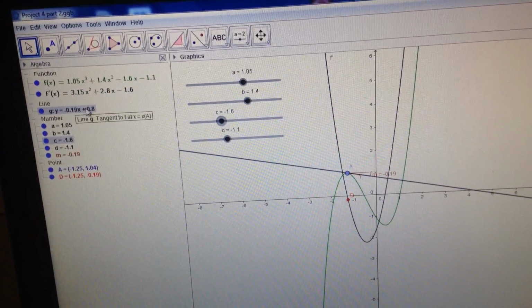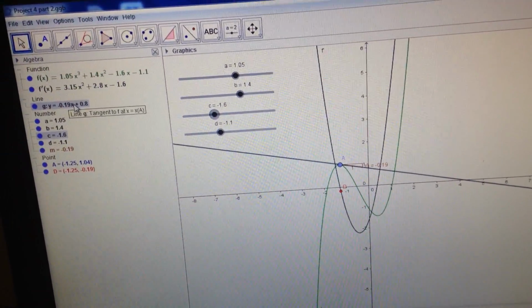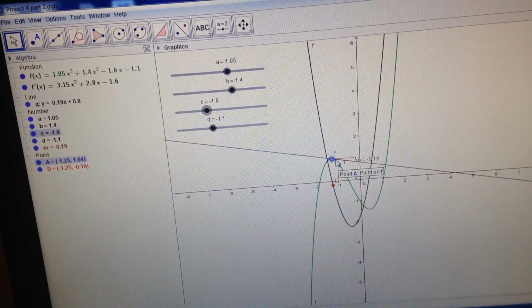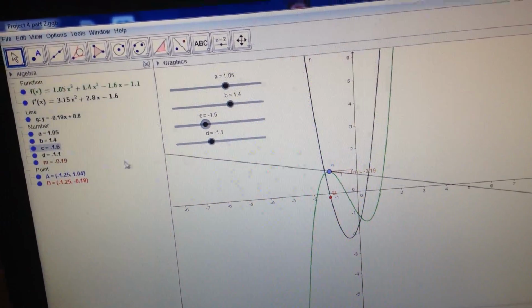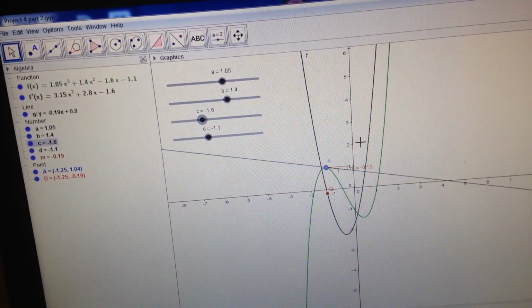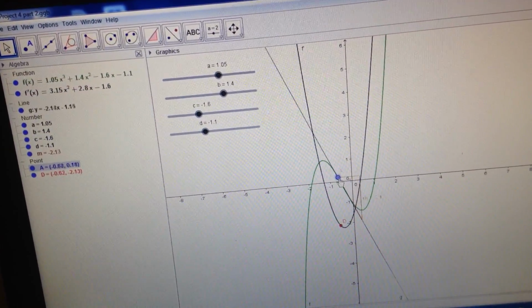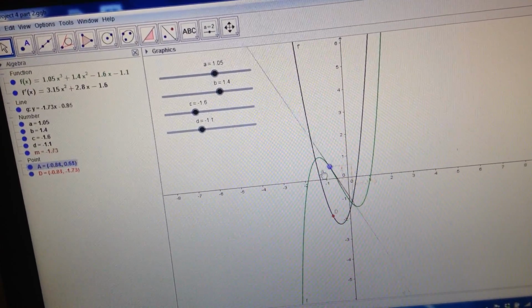We have a graph of the line that is the tangent line to our function at the given point. We have m, which is going to be the slope of this line. Down here we have our point A, which is going to be a point on our function. We're going to move it around.